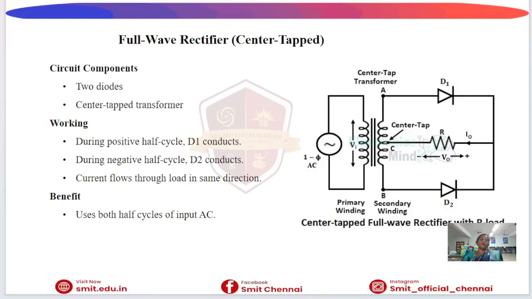To improve the performance of the half-wave rectifier, the full-wave rectifier is used. This circuit employs two diodes along with a center tapped transformer. During the positive half cycle, diode D1 conducts and supplies current to the load. During the negative half cycle, diode D2 conducts. Even though different diodes conduct during different half cycles, the direction of the current through the load remains the same. This means that both positive and negative half cycles of the AC input are utilized.